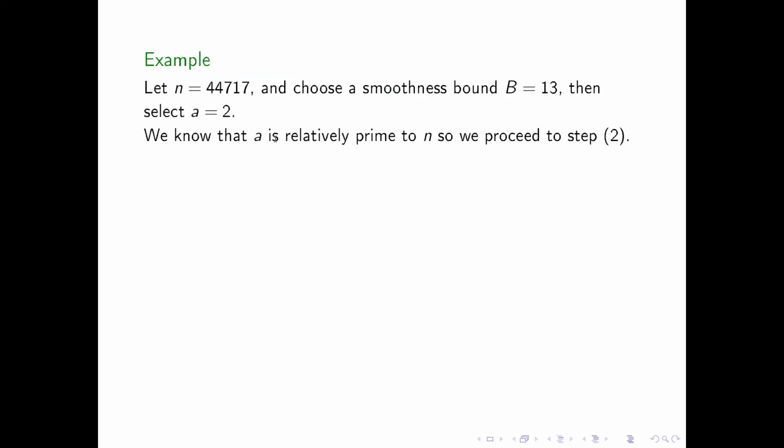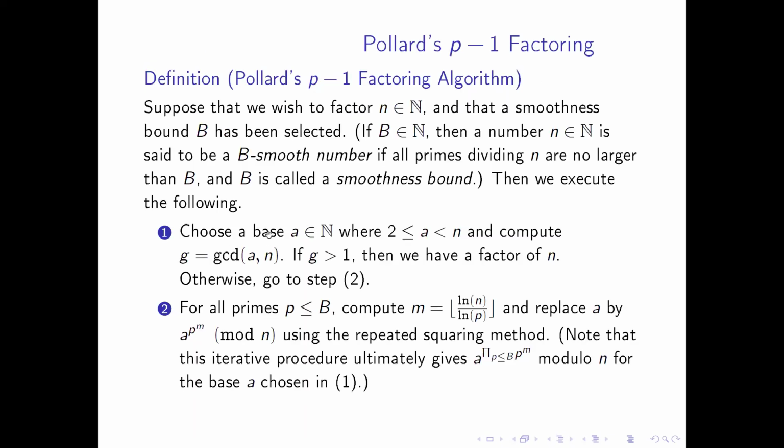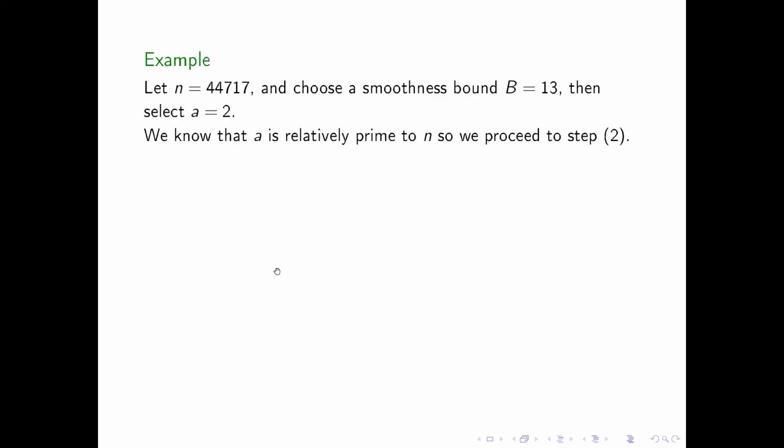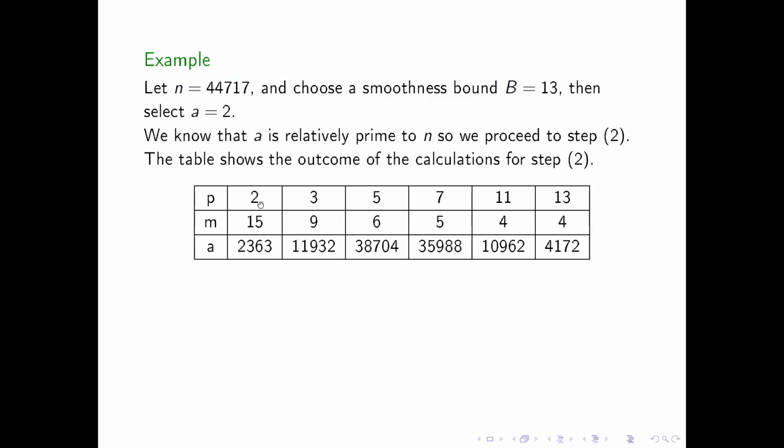Then we know that a is relatively prime to n because it's not odd, so we can just move on. Reminder: pick a base. What's its greatest common divisor with n? In this case, it's 1, so we go to step 2. We're going to look at all the prime values up to 13. Again, I have to pick the smoothness bound that I'm going to be checking up to.